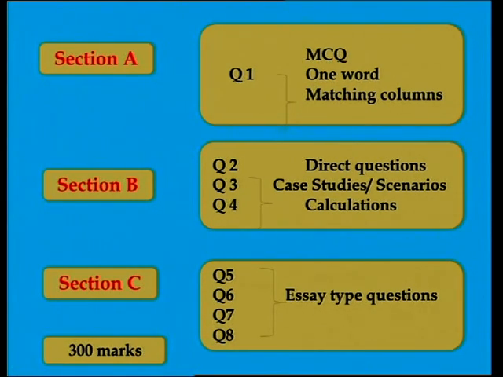So in total, just a recap: question 1, compulsory, multiple choice or one word or matching columns for 40 marks. Questions 2, 3 and 4 for a total of 180 marks. And then questions 5, 6, 7 or 8, you're going to choose 2 for 80 marks.